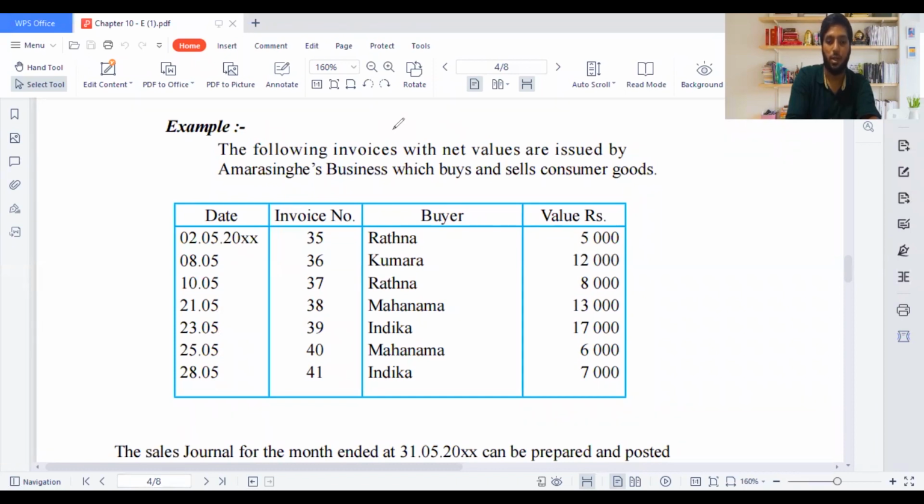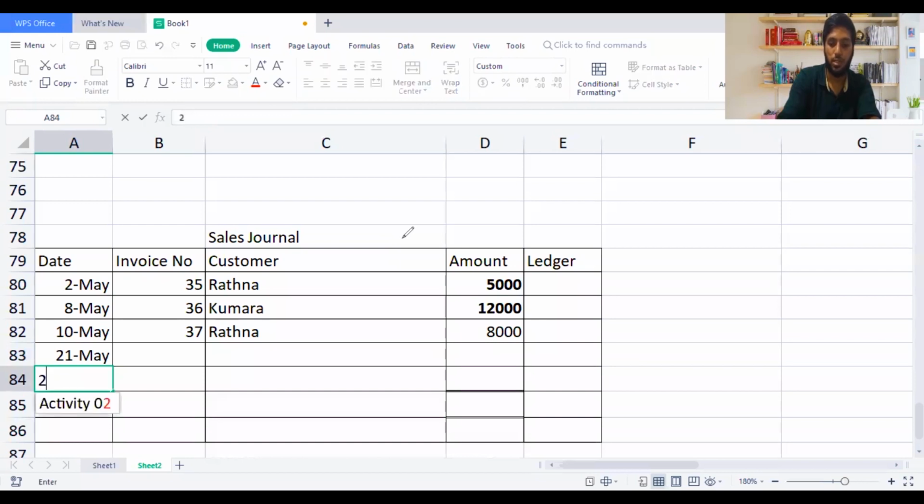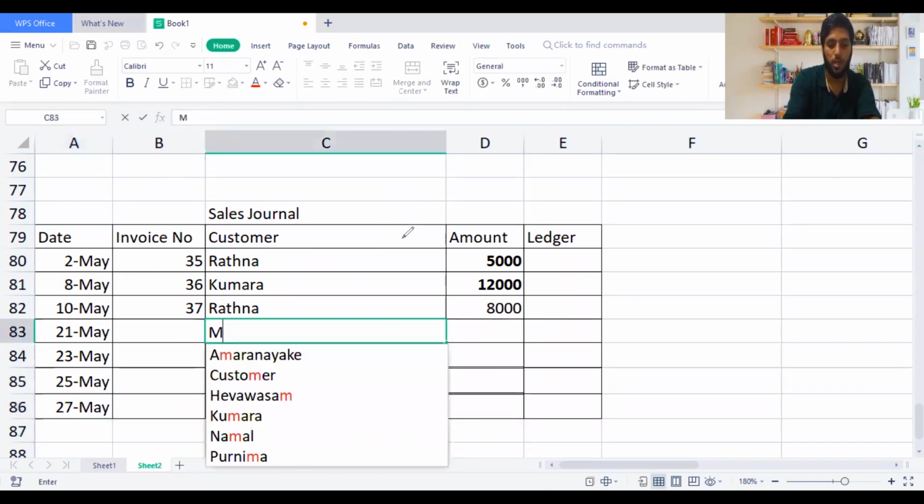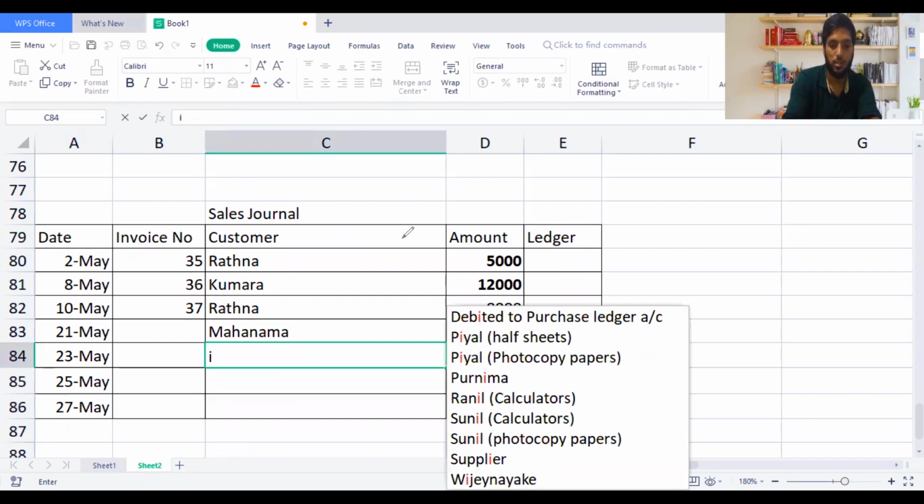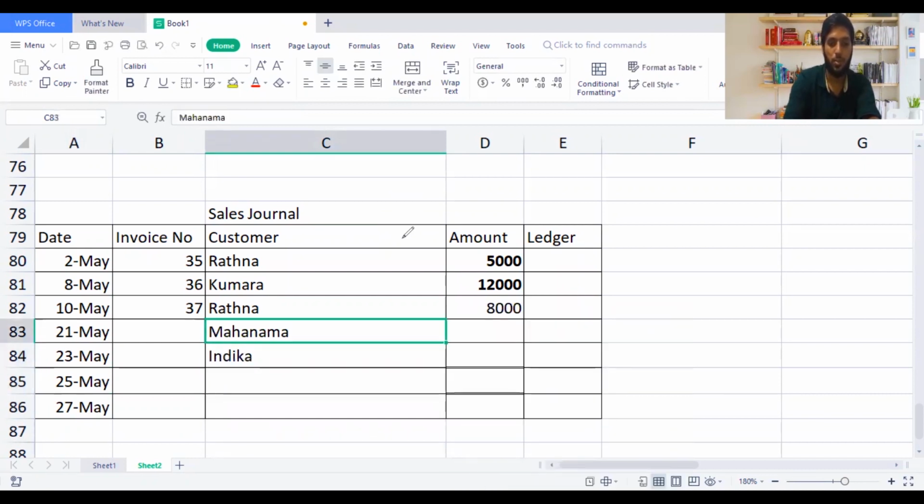Then we have 20th 5th, Mahanama, Indika. So 38, 39, 40, 41. It's going to be Mahanama, Indika, Mahanama, Indika. They took 21st, and 23rd, if I'm not mistaken, then 25th and 27th. So they have four entries, Mahanama and Indika. The same person's names keep repeating. Right here 38, they have given it in an orderly way, so it's easy for me to prepare the sales journal. So I have written the values.